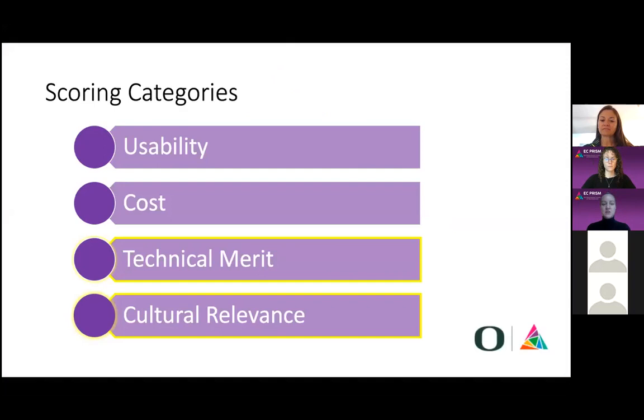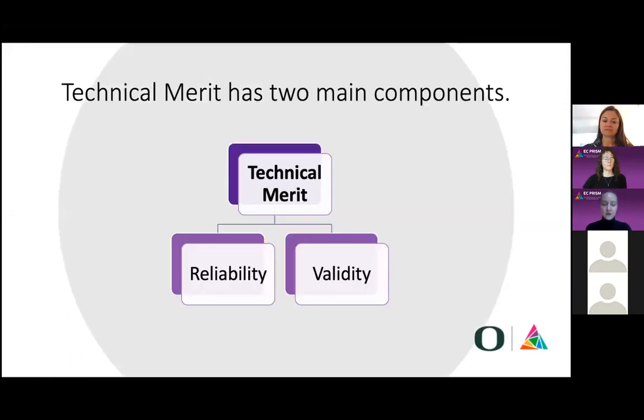So during this talk, we will be focused on the two scoring categories, which are technical merit and cultural relevance. I'll go over each of these in a little more detail to give you a sense of the different nuances and details that go into these scoring categories. First, starting with technical merit, as Tyson mentioned in the earlier session, technical merit has two components, reliability and validity.